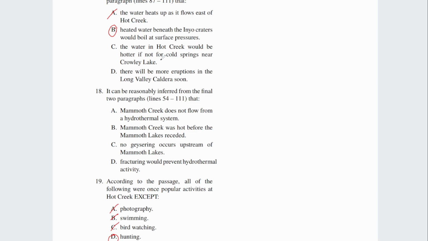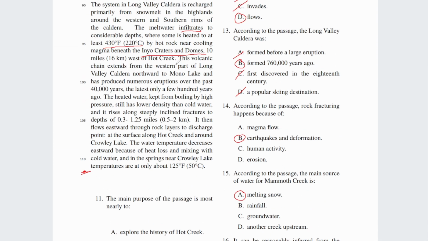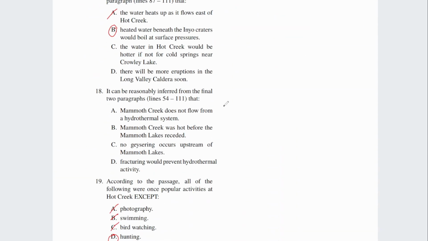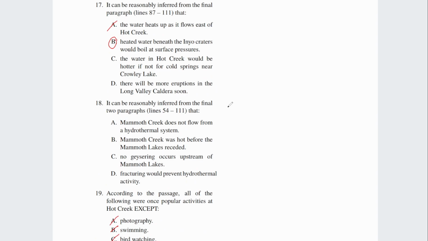The water in Hot Creek would be hotter if not for the cold springs near Crowley Lake. Okay, well, let's see if it says anything about Crowley Lake. It then flows eastward through rock layers to discharge points at the surface along Hot Creek and around Crowley Lake. Yeah, this just doesn't seem like a reasonable inference. And actually, it seems like when it mixes into this spring around Crowley Lake, it says it's much cooler than it was earlier on, right? 125 versus 430. It doesn't seem like Crowley Lake is really cooling down the whole of Hot Creek. It sounds like the water has already cooled down by that point. So Crowley Lake is really not cooling down Hot Creek.